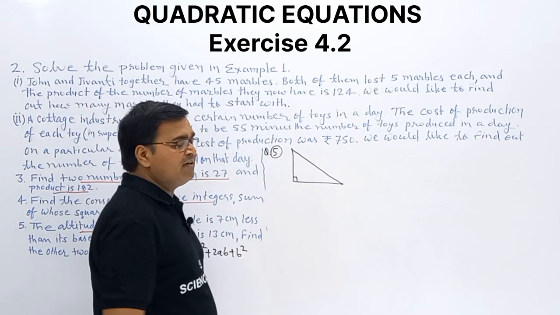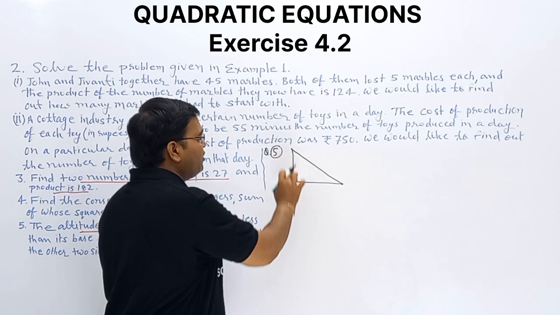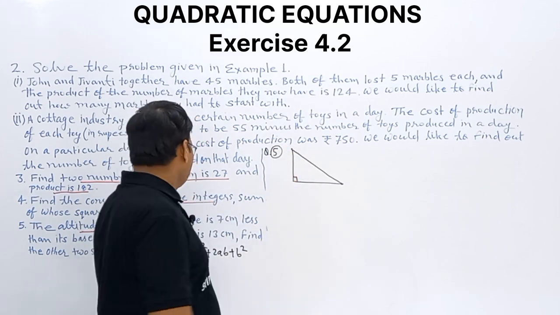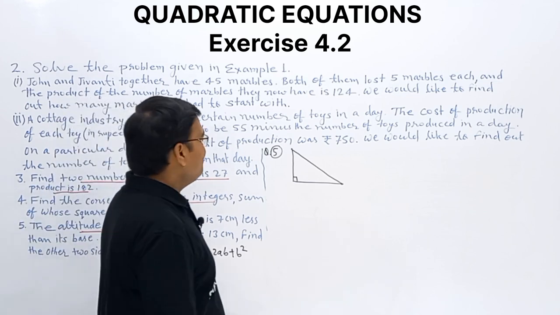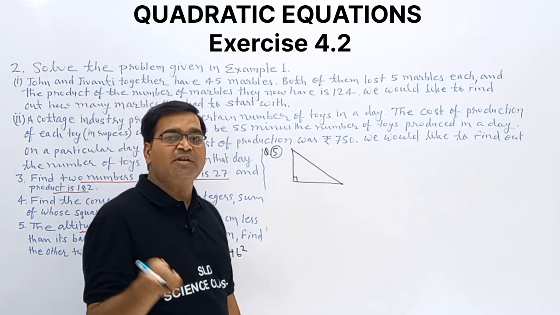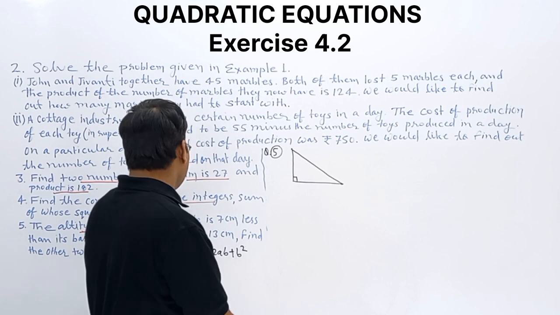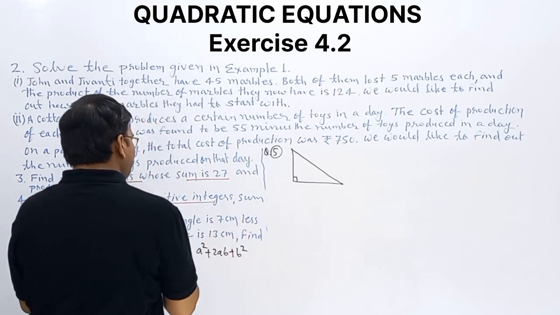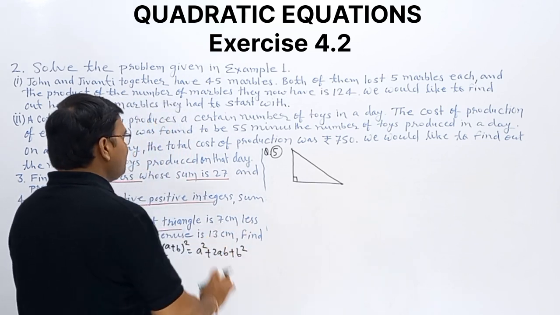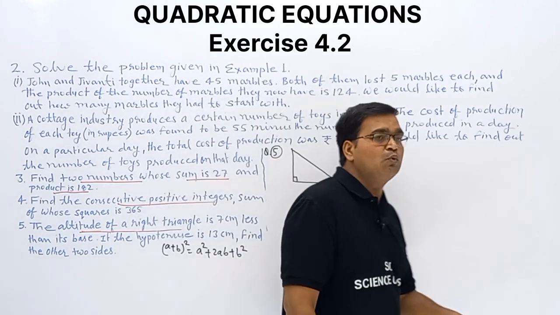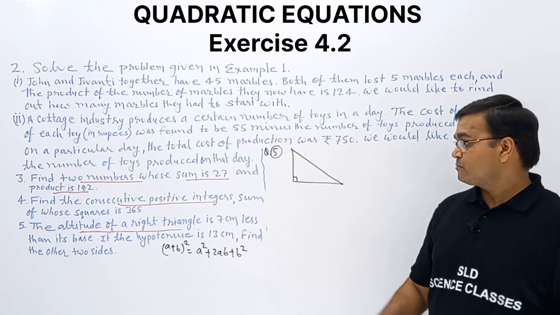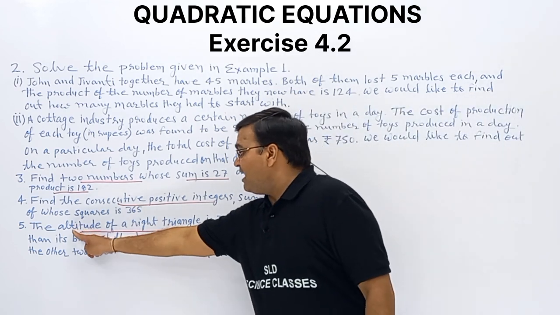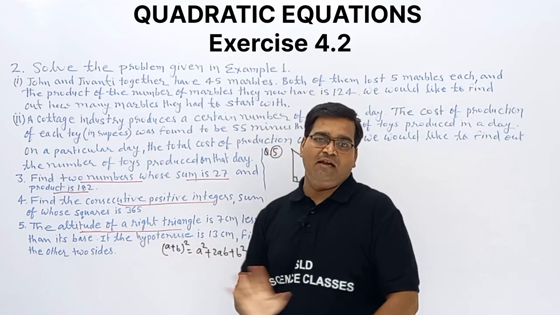This one is the right triangle. This one is its perpendicular, that is the altitude. It is 7 centimeter less than its base. 7 centimeter less than its base. If the hypotenuse is 13 centimeter, find the two other sides. Observe, easy question. Altitude of right triangle.